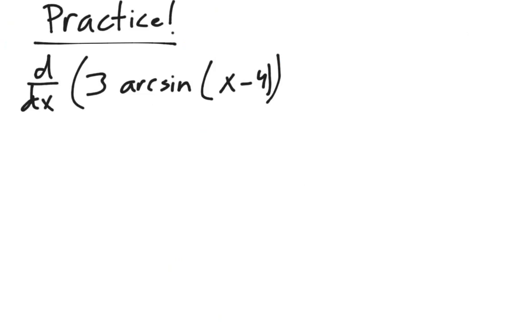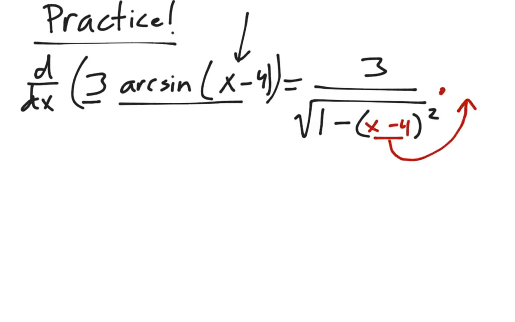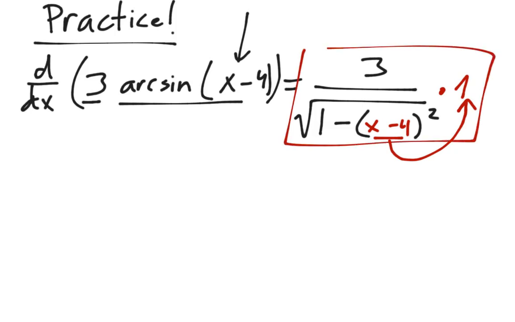Let's take the derivative of 3 times the arcsine of x minus 4. Well, the 3 is multiplied and it's constant, so that's just going to hang out and be multiplied. Remember, arcsine is 1 over the square root of 1 minus stuff squared. Now in this case, it's not just x, it's stuff. So we have to put in x minus 4 into the stuff and then chain rule the stuff. The derivative of x minus 4, though, is just 1, so that is your answer.